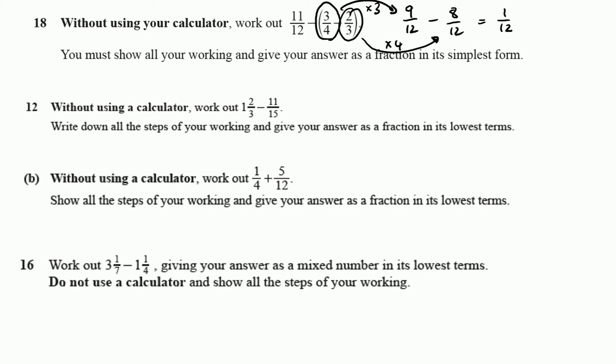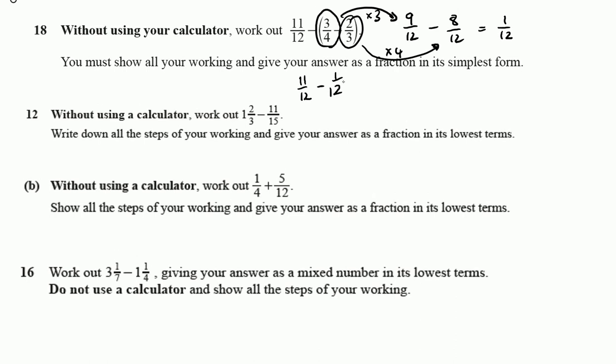So now that I've done the bit in brackets, I can do the rest. I've got to do now 11/12 minus the result of that subtraction, which is 1/12. That of course makes 10/12, which simplifies to 5/6, and that's my final answer.